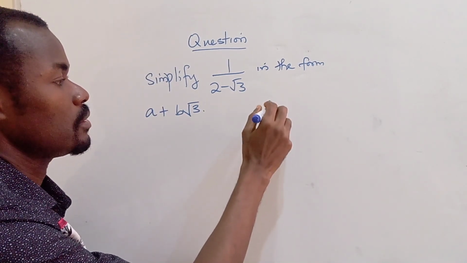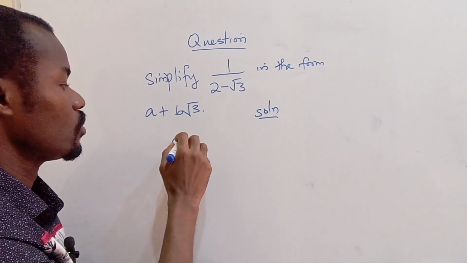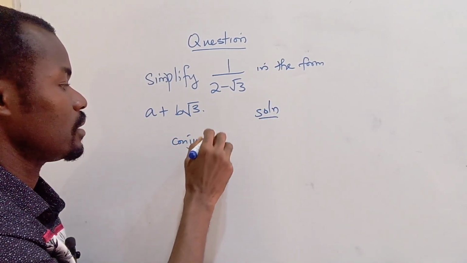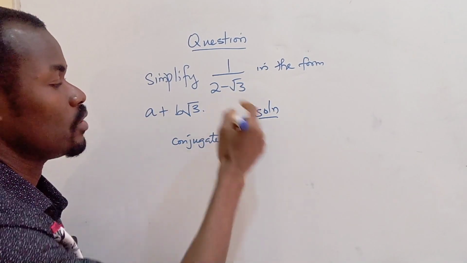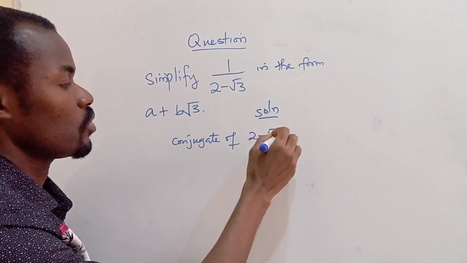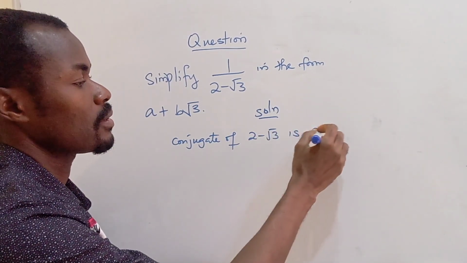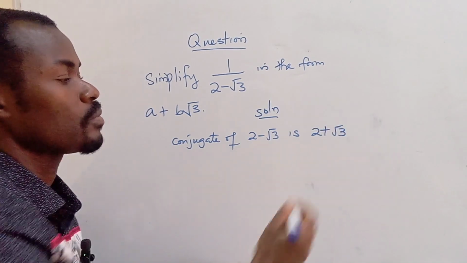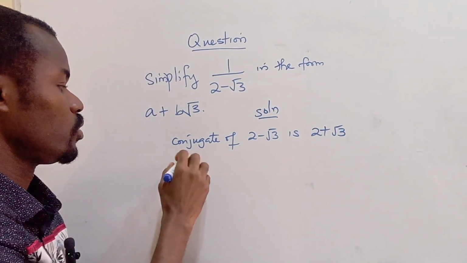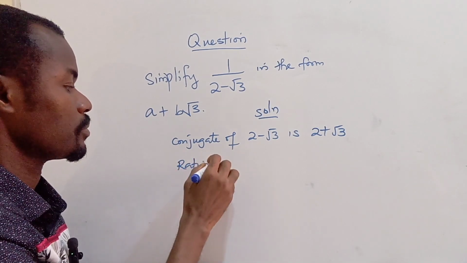So our solution: the first thing you want to do is find the conjugate of the denominator, 2 minus root 3. It's going to be 2 plus root 3, changing the sign to plus. All right, the next thing is you rationalize.